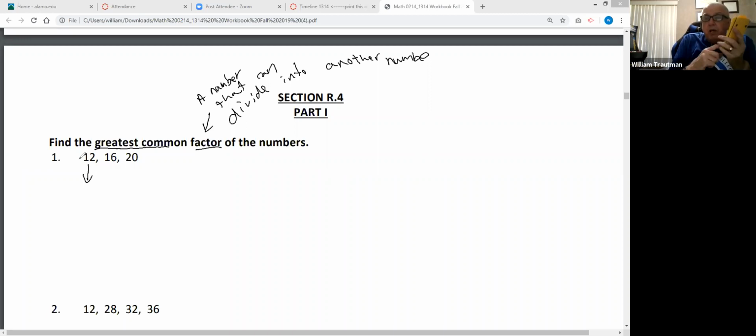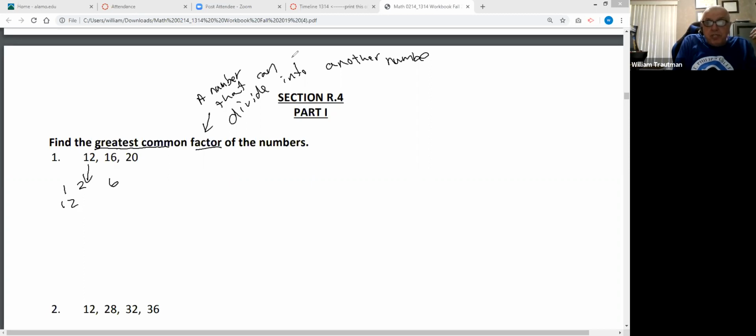12 divided by 1 is 12. So 1 and 12 are factors, because they can both divide into 12 evenly. 12 divided by 2 is 6. So 2 and 6 are factors. 12 divided by 3 is 4.